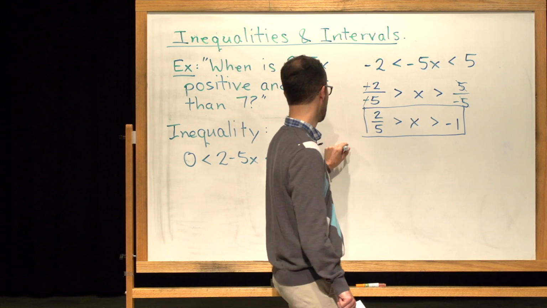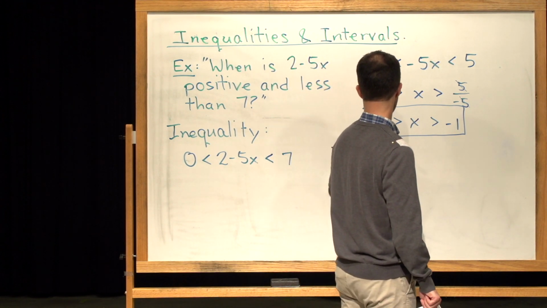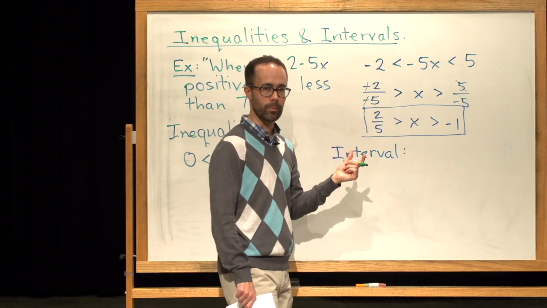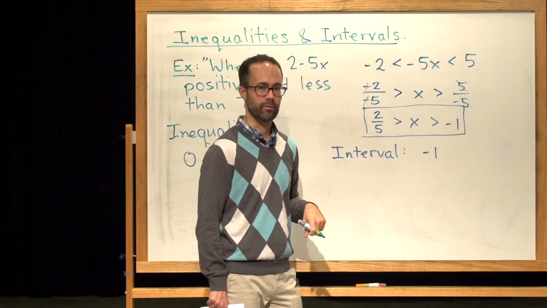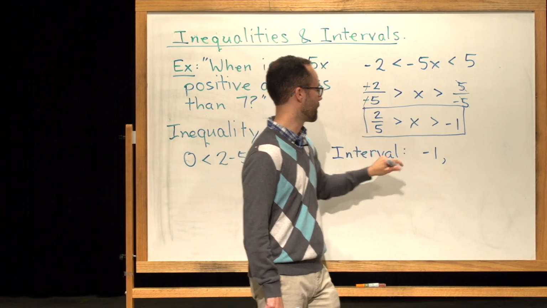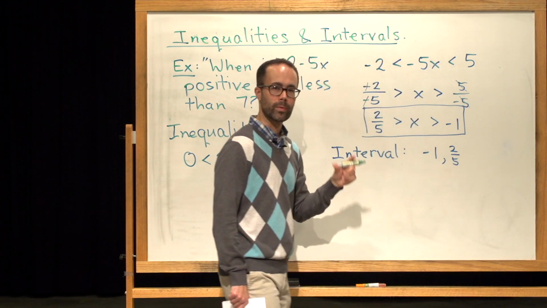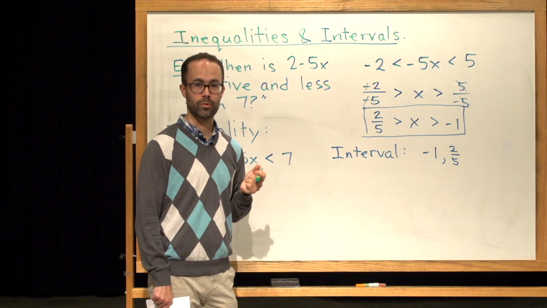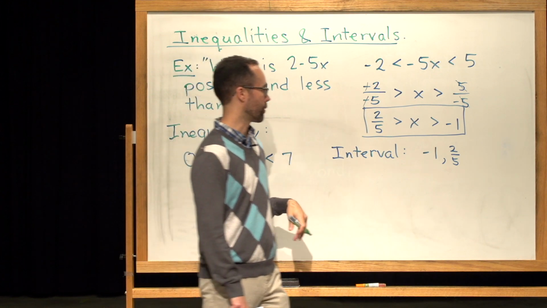So if I write out my answer as an interval, the way the notation works is we take the smaller of the two numbers, so the lower bound, here it's negative 1. We list that first. We put in a comma. We take the upper bound of 2/5. And the idea here is we are representing all the numbers between them. x is stuck between negative 1 and 2/5. We've listed them in increasing order.